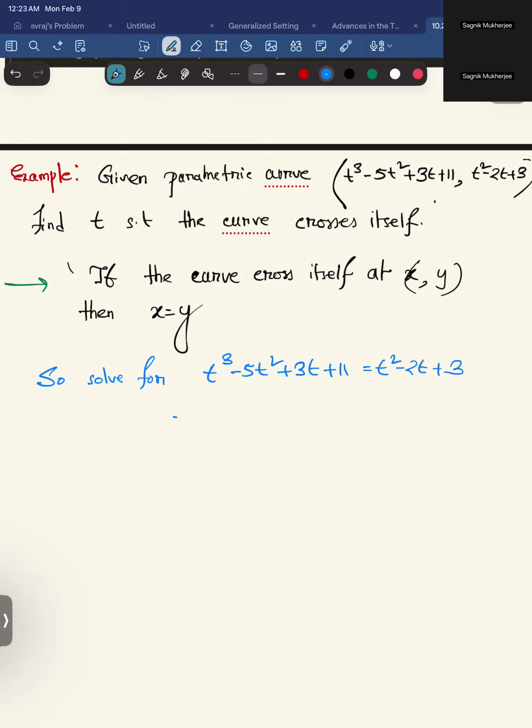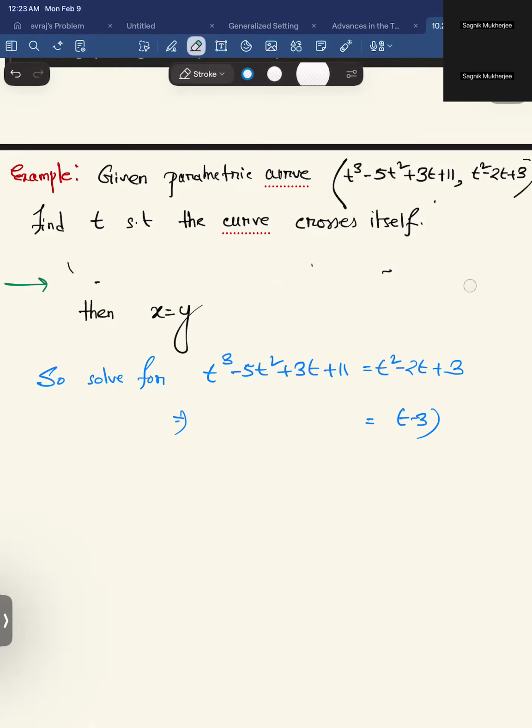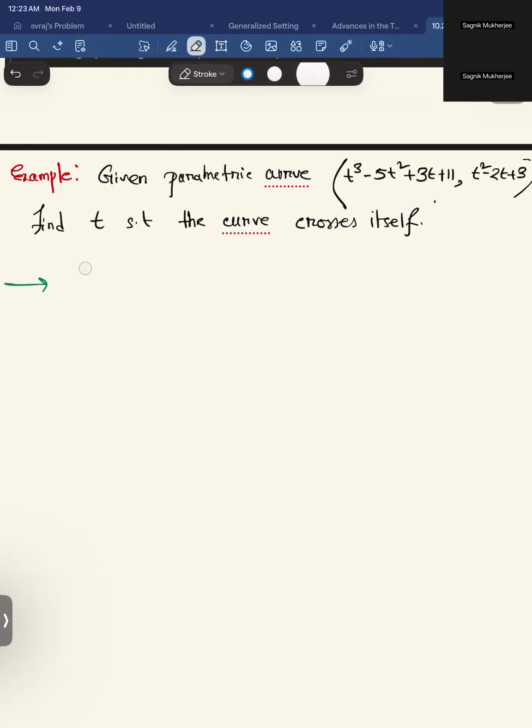How do you solve it? Well, see, the right hand side is t minus 3. Well, oh, I'm extremely sorry. Yeah, sorry. So yeah, ignore whatever I just said until this point.